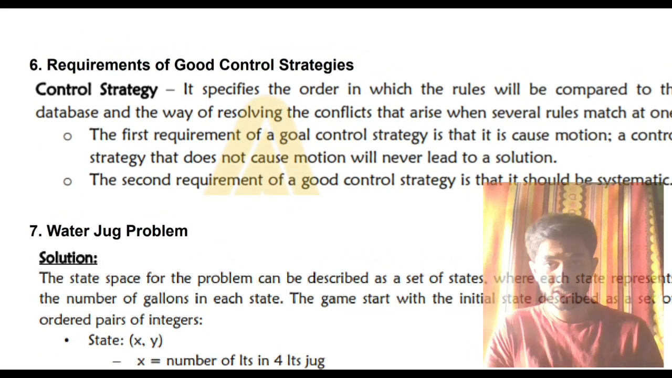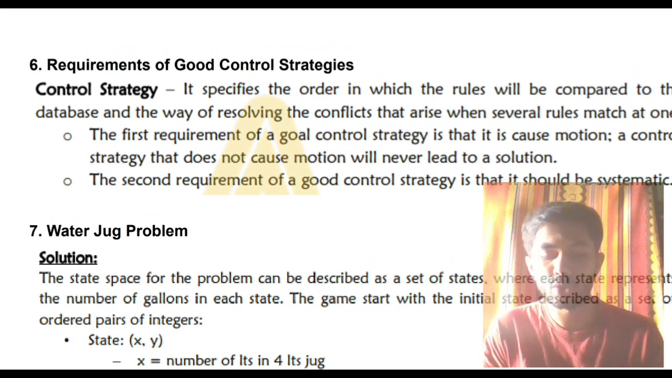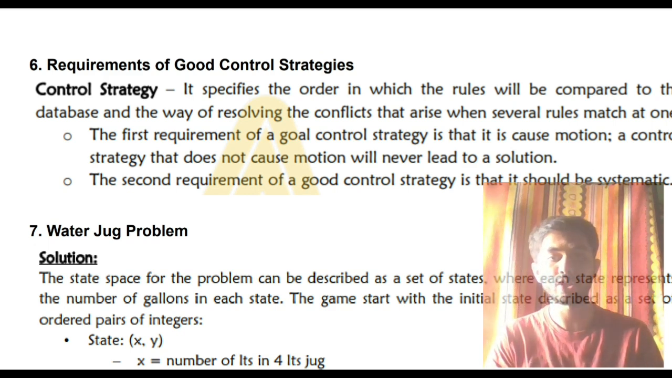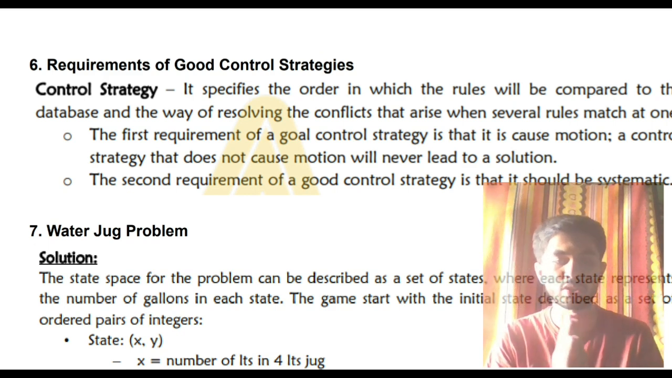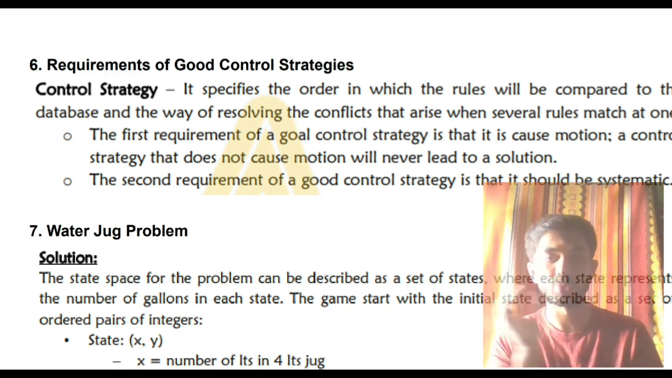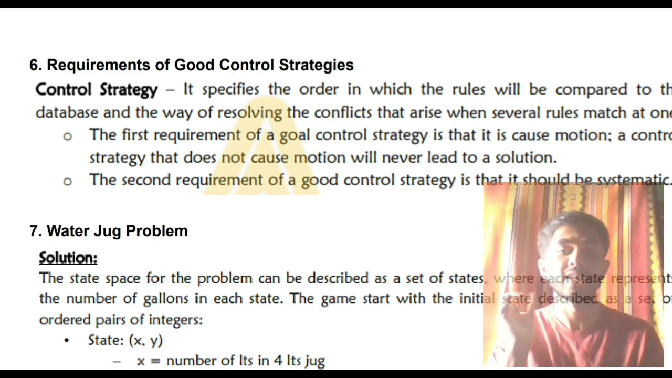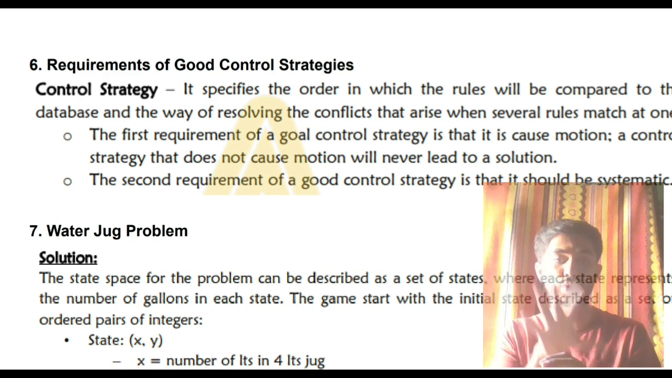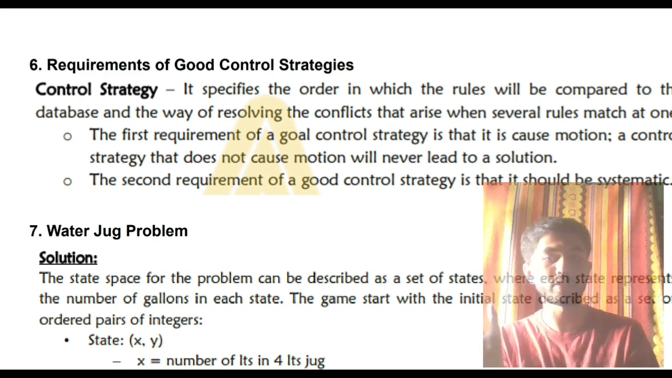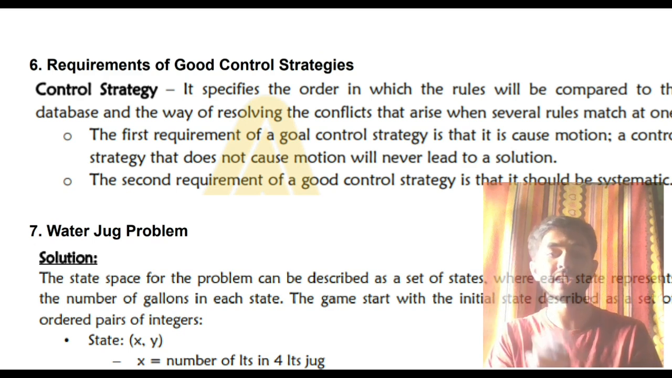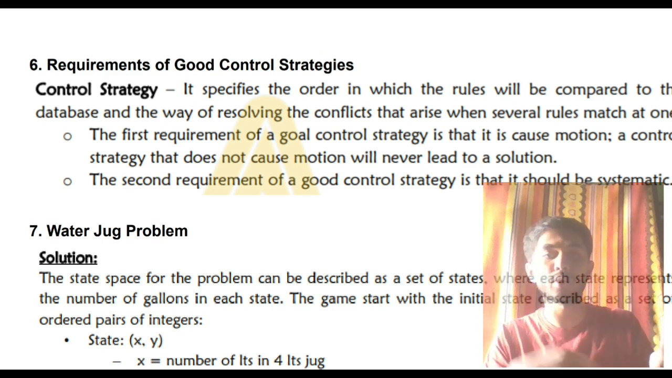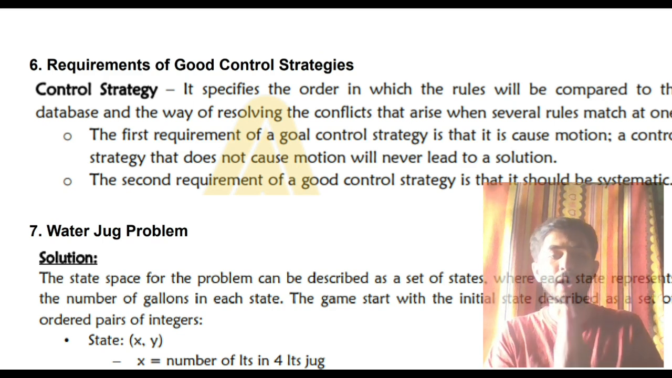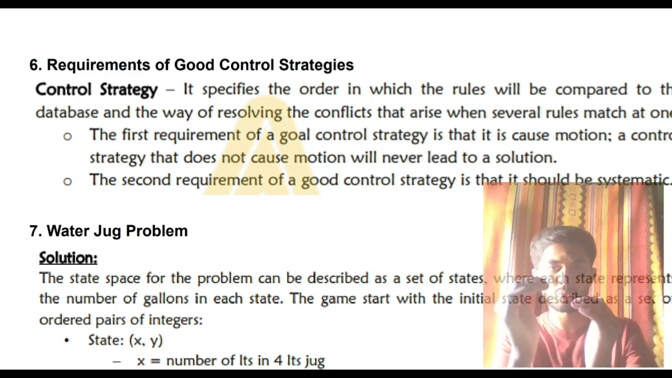Let's go to the sixth super important question, which is requirements of good control strategies. What is the requirement of good control strategies? Understand the question first. What is a control strategy? Strategy means doing something. Control strategy means you are controlling the way you are doing something. A good control strategy means you are controlling something in a good way. And requirements means what is required to have a good control strategy? Now you will be able to understand what the answer is.